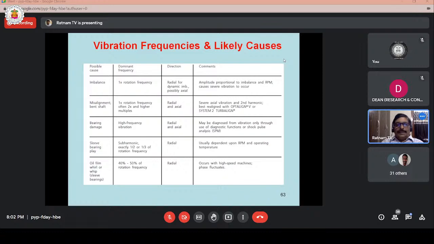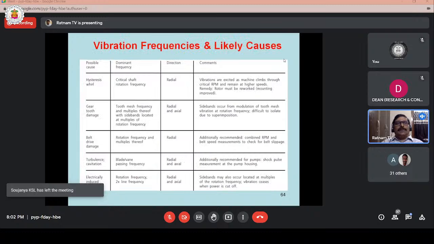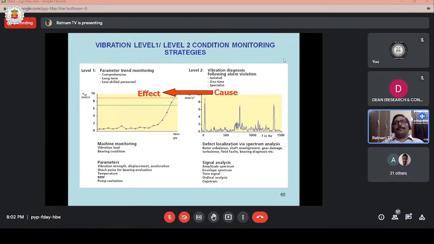The typical vibration frequencies that appear in the FFT spectrum and their likely causes are tabulated in this table, like gear tooth damage, belt drive damage, hysteresis whirl, turbulence, cavitation, electrically induced vibration. All these can appear in the FFT spectrum. There are two levels of condition monitoring strategies. One is trend monitoring, and the second one is signal analysis.